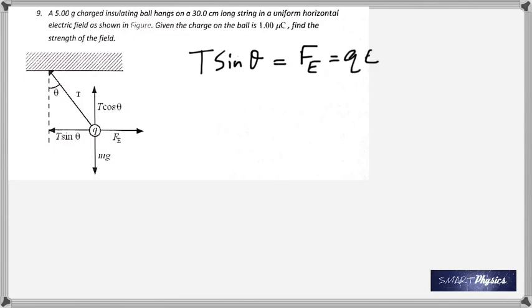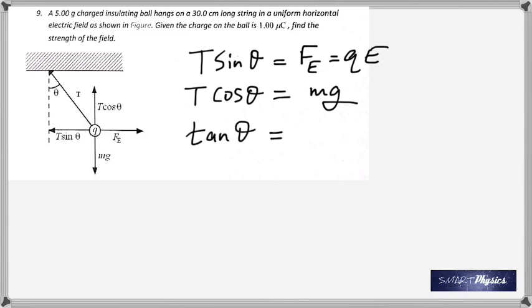T sine theta is equal to Fe. And what do you get if you divide sine theta by cos theta? You get tangent. Sine by cosine is tangent. That's why you divide one equation by the other. The T's get cancelled. And sine theta by cosine theta is tan theta. And so I have to do the same on the right side. So QE by mg.